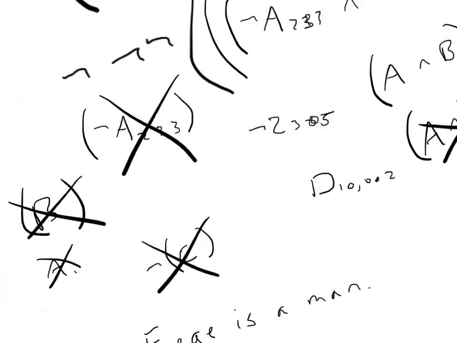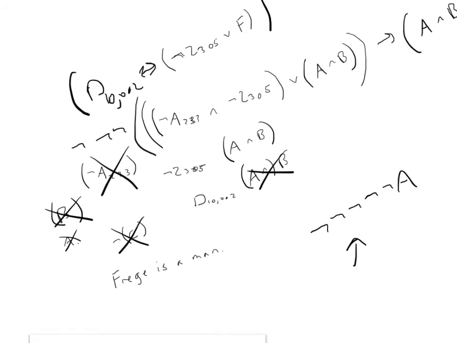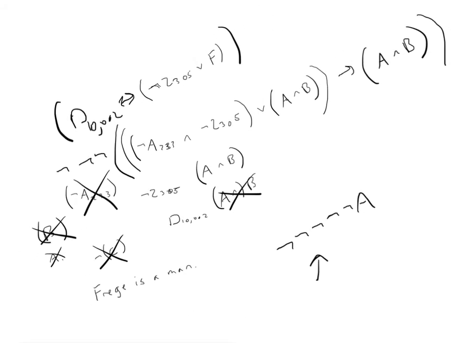So let's go up here and take a peek real quick at these formulas that we ended up writing. And we want to look at, say, this one and ask what's its main connective. It's the main connective that's governing all the subformulas. D 10,002 is a subformula. This disjunction is a subformula. It's a formula all on its own. And it has two subformulas, F as the right disjunct, and not Z305 is another subformula.